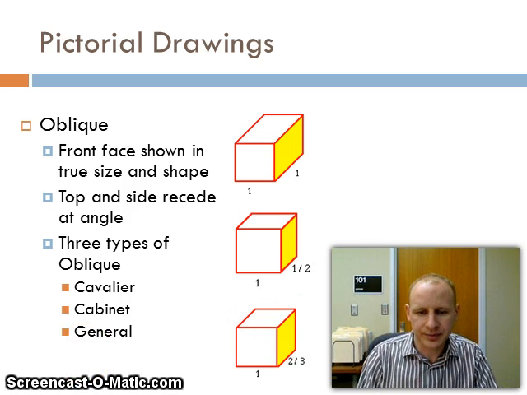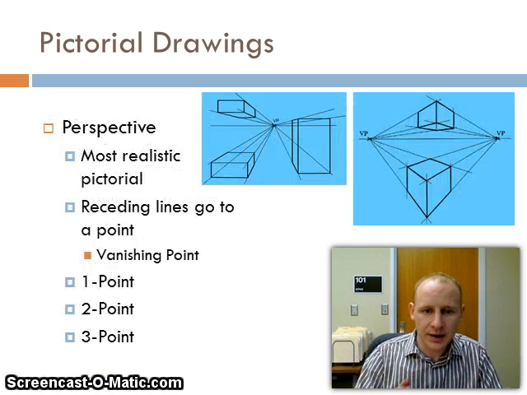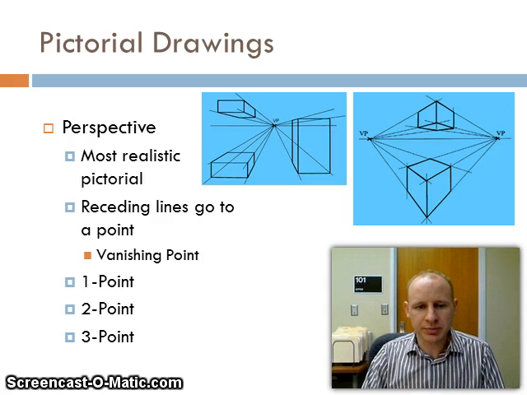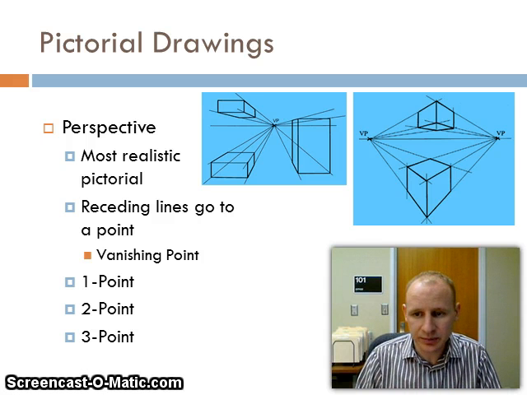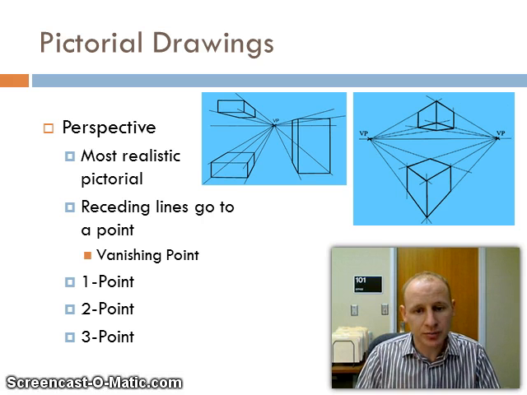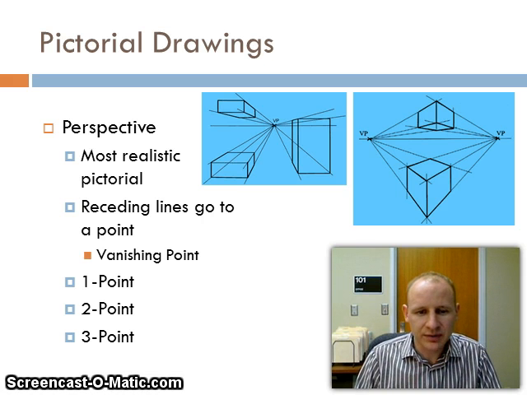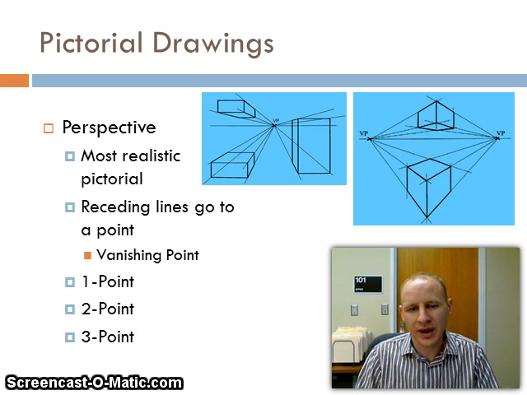and it looks nice. The third type of pictorial drawing is the perspective drawing, and this is the most realistic type of drawing, but also the most difficult to draw. In a vanishing point method, we use the receding line method, which goes to a single point, and that point is called the vanishing point.